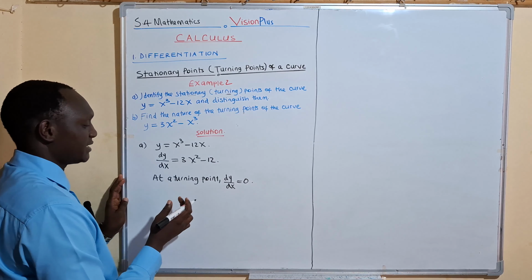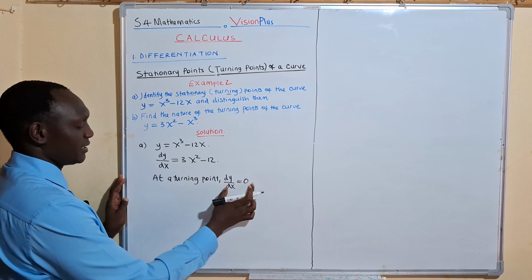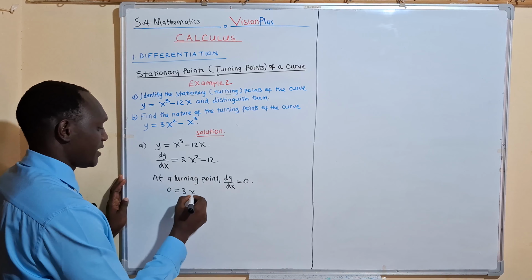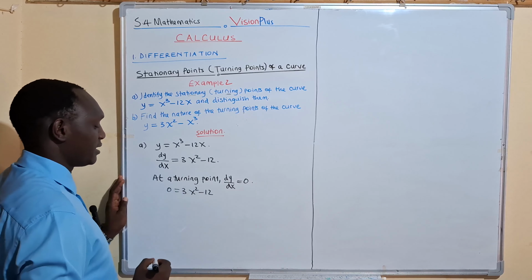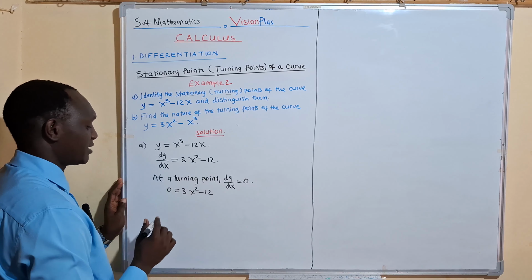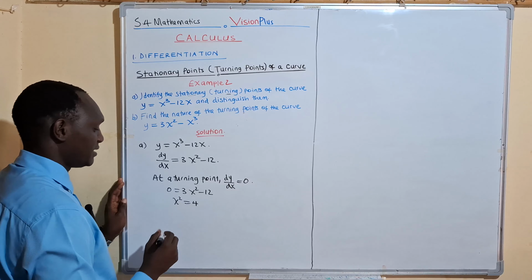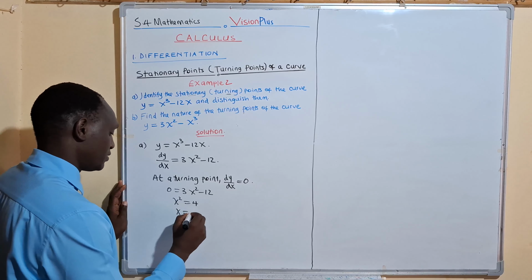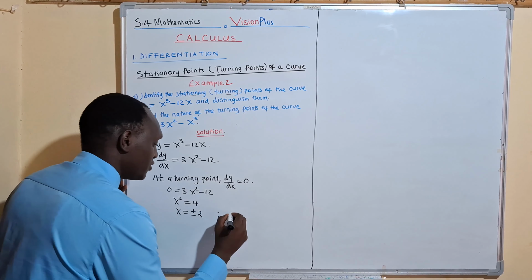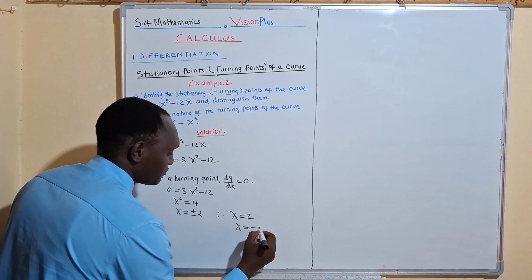So dy dx is 0, and here we shall have 0 equals 3x squared minus 12. Then you make x the subject. If I take 12 to this side, it becomes positive, so x squared equals 4. Then we take the square root, so x equals plus or minus 2. Therefore, the two values of x are x equals 2 and also x equals negative 2.